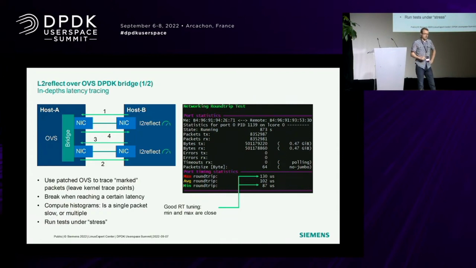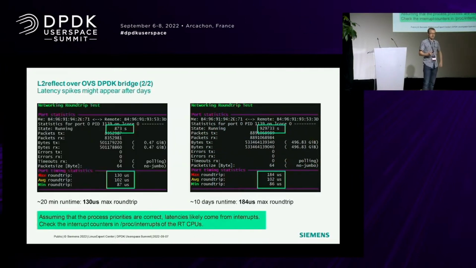And if you look at the results here, we ran it for like 20 minutes. We got some pretty good latency numbers for this whole round trip going back and forth, which took 130 microseconds. And it also shows that we are pretty close to how well we could get, because if you compare the maximum and the average, you see that there's not too much difference in between. So that is an indication that we have done the tuning well.